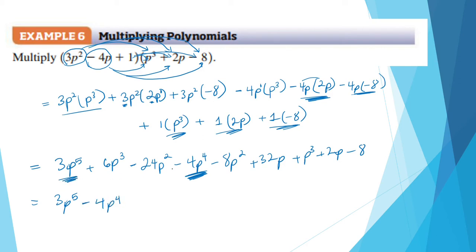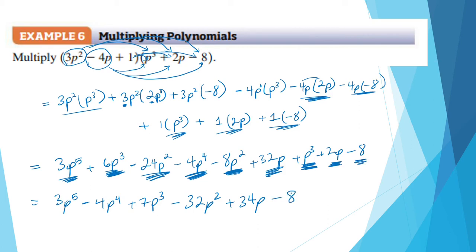So we have these two written. Now we'll look at the cubes. There is 2 cubes, this one and this one, which I can add to get 7p cubed. These are the squareds. We have negative 24p squared minus 8p squared. That's negative 32p squared. 32p plus 2p is 34p. And finally we have negative 8. So this isn't a difficult process, it just takes some time, and you should be careful with your addition and subtraction.